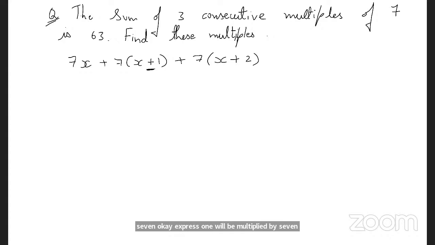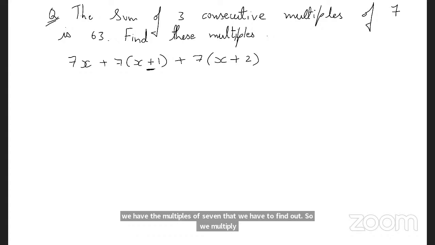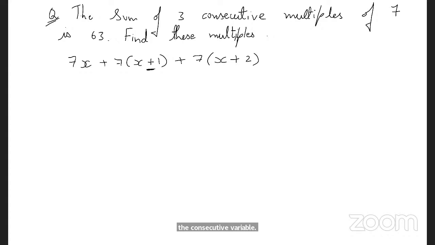Now, similarly with x plus 2. Since x plus 1 is the 7, we have the multiples of 7 that we have to find out. So we multiply the consecutive variable with 7. Now we will combine the like terms. Combine the like terms and tell me what you will get. Combine the terms with x, combine the numbers separately.